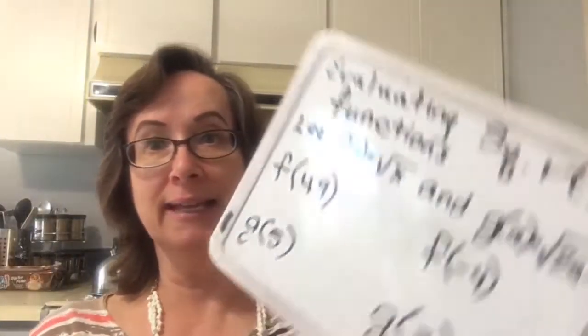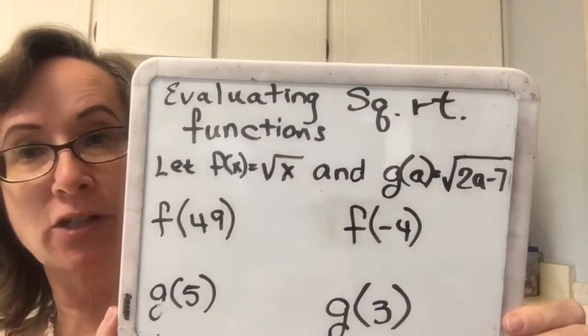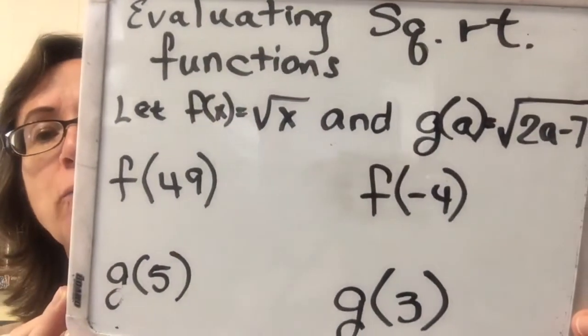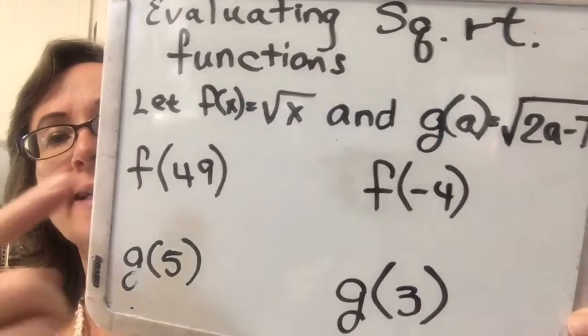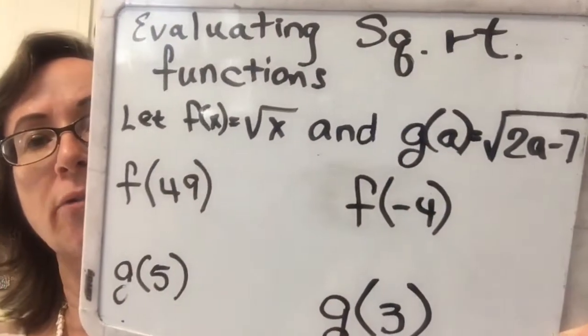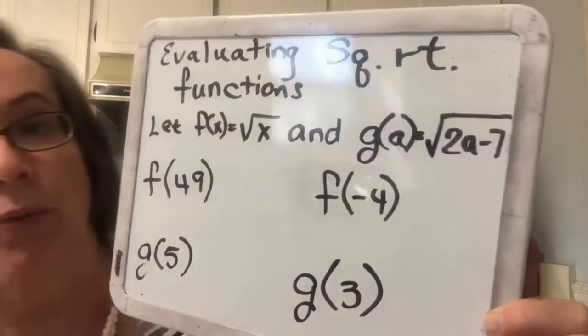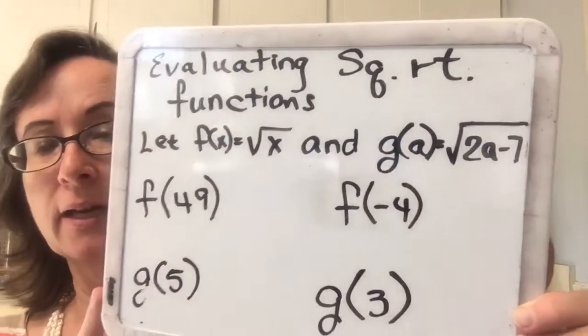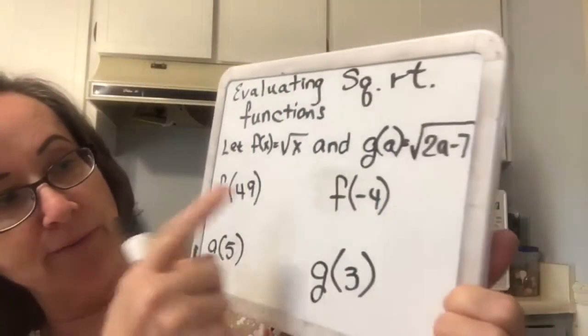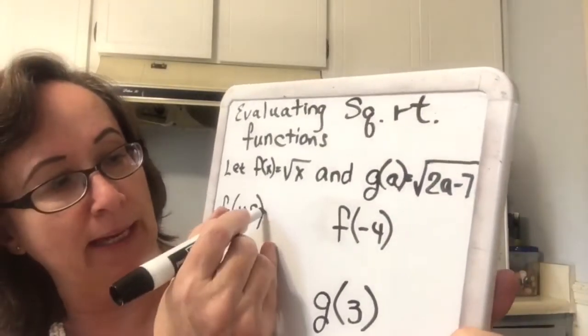Now we're going to begin evaluating square root functions. All right, so this is when we plug a value in. So they tell us that f of x is the square root of x, and g of x is equal to the square root of 2a minus 7. So then we have 4 values that we need to put in.